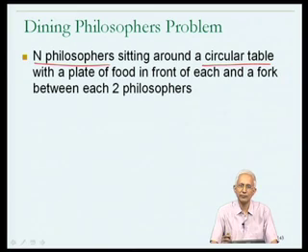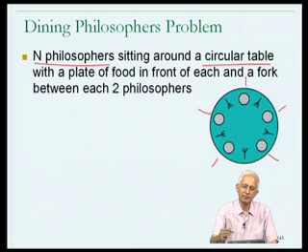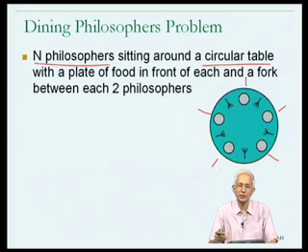Each has a plate of food in front of him or her, and there is a fork on the table between each two philosophers. So the setting is as over here. There are n philosophers. In this example, n is equal to 5, and a plate in front of each with food on it. Unfortunately, there are not enough forks. We assume that each philosopher needs 2 forks to eat with. That's the suggestion. But there are only n forks on the table, which means that forks are a shared resource which is scarce.